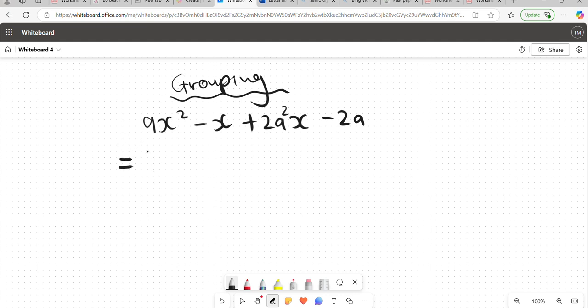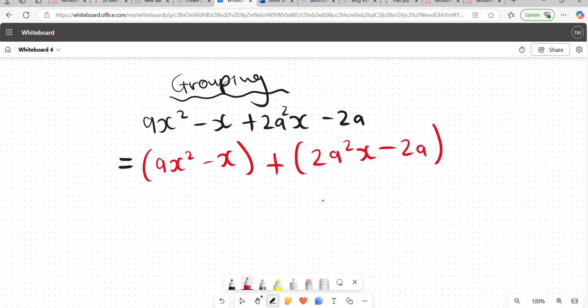So what grouping says is: look at your expression, find the things that have a common factor. I see in the first two terms there's a common factor of x that I can take out. And in these next two terms, I notice that there's a 2a that I can take out as a common factor. So let's group them in that way. I'm going to group the first two terms, put them in brackets, put a plus outside, and group the second two terms.